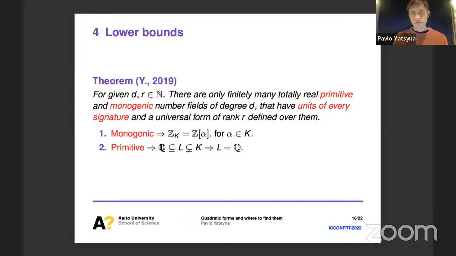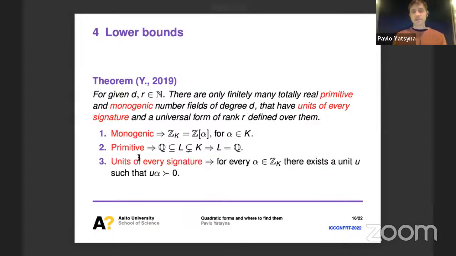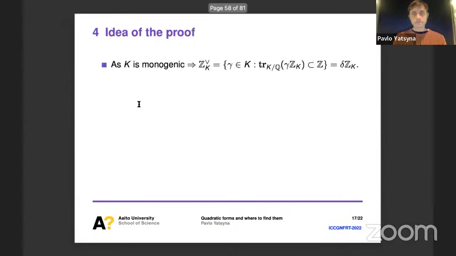And by units of every signature, I mean that for any algebraic integer alpha in our number field, there exists a unit such that by multiplying by this unit, we can always make this element alpha totally positive. Okay, so these are three conditions we need to satisfy. And let me sketch how we use these conditions to prove the theorem.